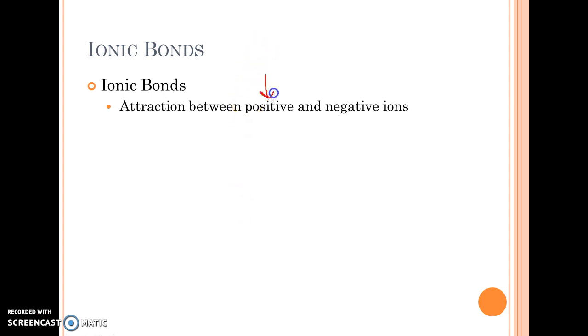An ionic bond is the attraction between positive and negative ions. Remember that a positive ion is what we call a cation, and a negative ion is what we call an anion. A couple of easy ways to remember which is which: a cation actually has a plus sign in it, so that will help you remember that a cation is positive. An anion is a negative ion.